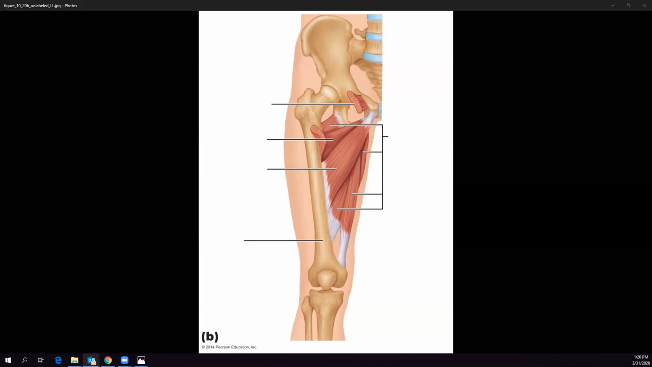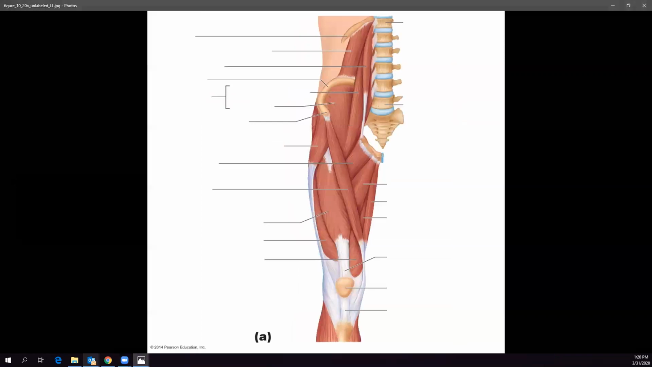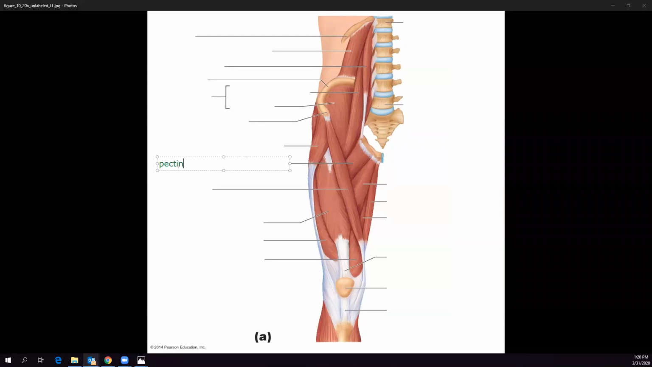So let's go back to here. All right, this is good. All right, so we're going to type these in. So here again is the pectineus. And pectineus means that it's like a comb, like the teeth of a comb is what pectinate means. And so the fibers run like the tooth of a comb here as it comes off of the pubic ramus right here. This one right here is going to be the gracilis.